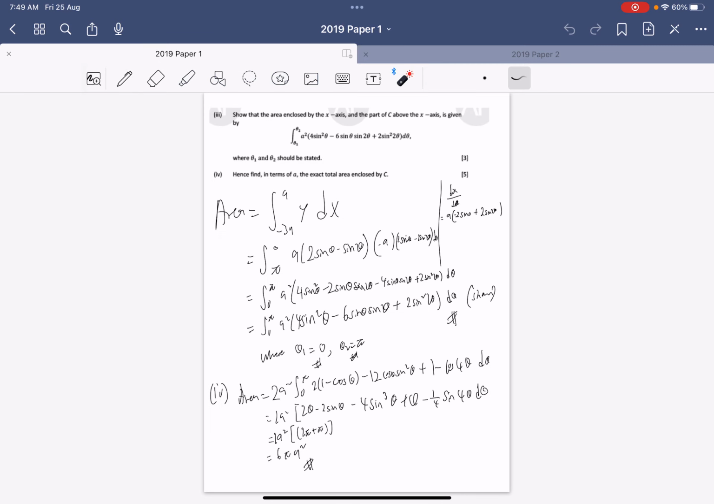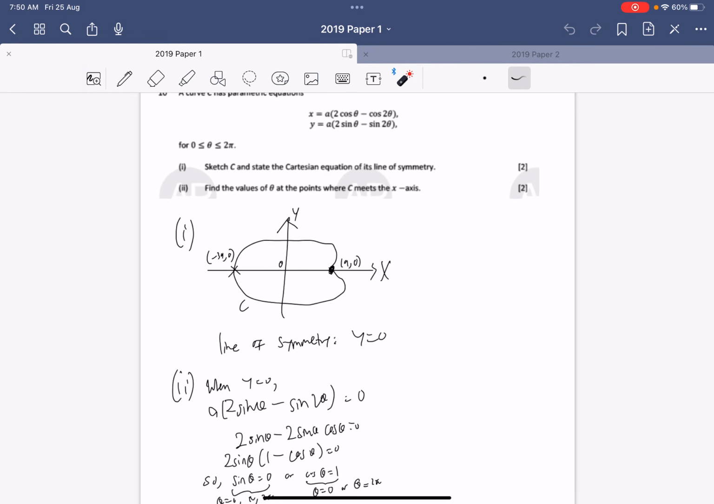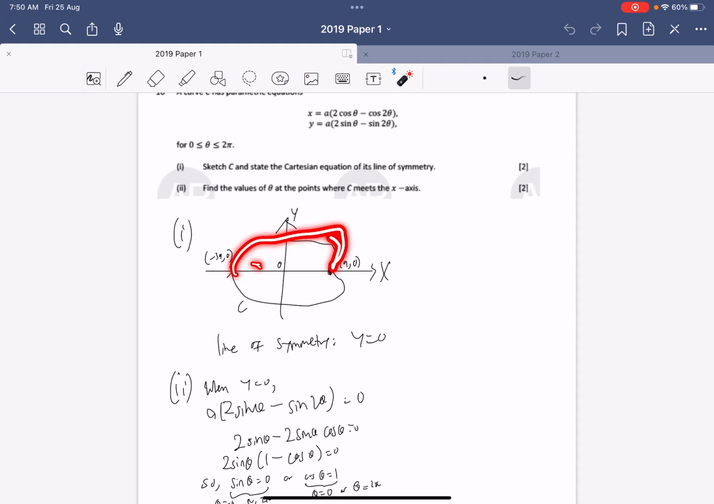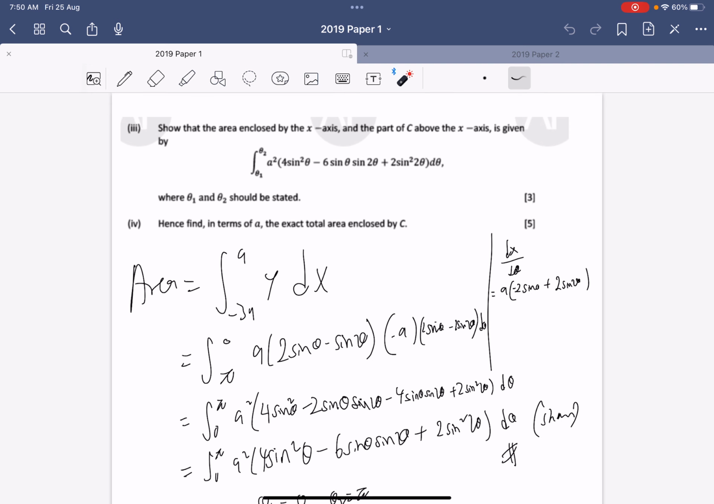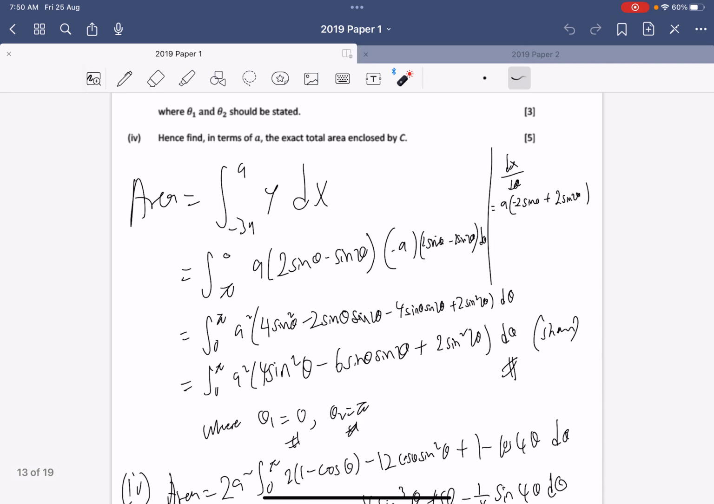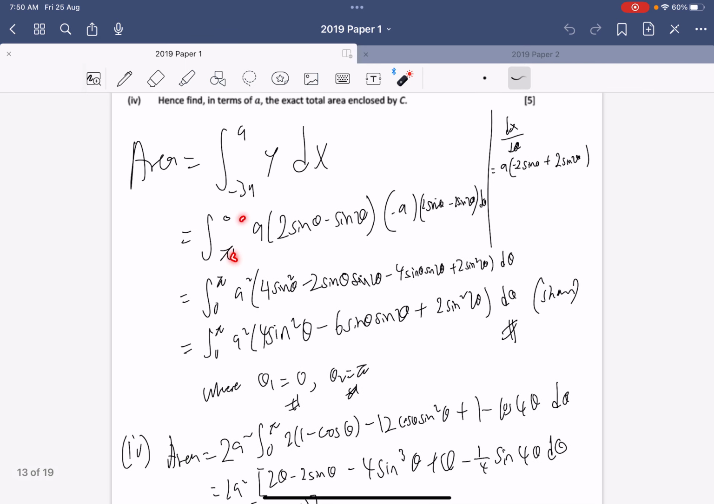For part 3, now we're supposed to show that the area enclosed by the x-axis, the part of the curve above the x-axis, is given by this integral. So it means we only need to calculate this portion. And for this portion, well, we know that it's the integral from minus 3a to a of y dx, then it's just from pi to 0, then y is the a sine theta minus 2 sine theta.